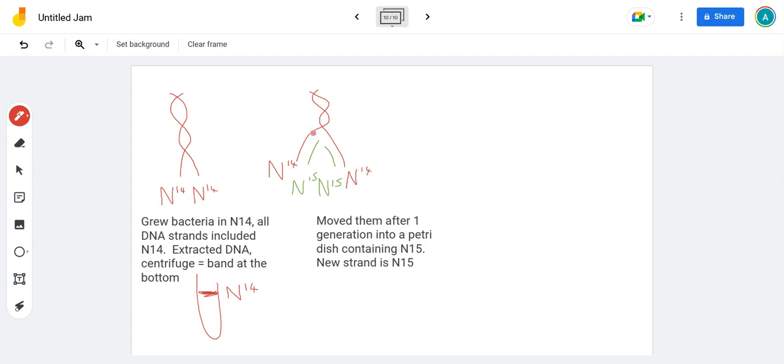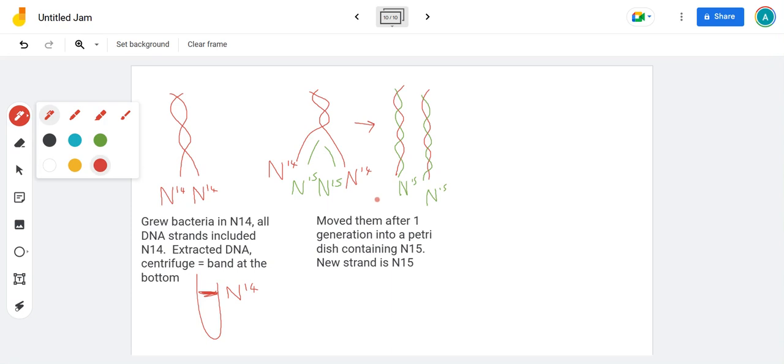Okay, and that will continue all the way up that strand, and this will continue all the way up that strand, and we'll end up with DNA that's got one old strand, because remember it's semi-conservative, one old strand and one new strand. Okay, so it's literally half nitrogen 15 and half nitrogen 14.